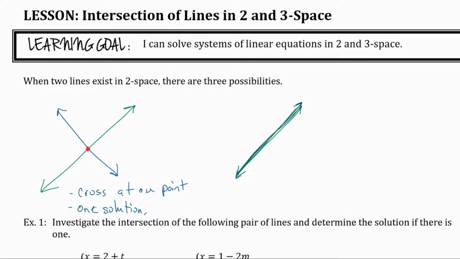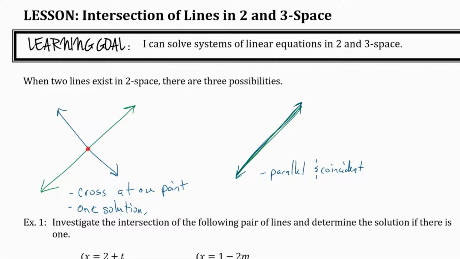Okay, and this is called parallel and coincident. Coincident is a fancy way of saying on top of each other. They coincide, they exist in the same place. People cannot coincide with each other because it would literally physically be taking up the same space. But lines can.